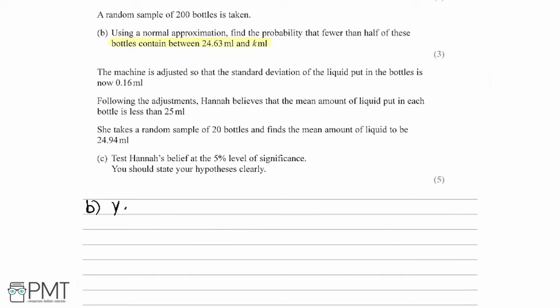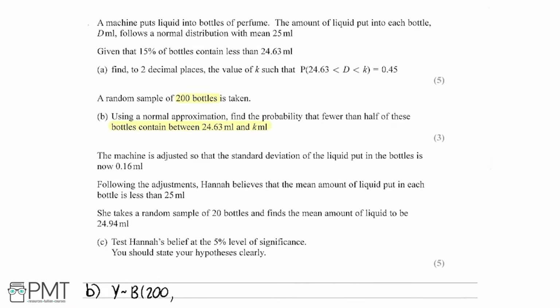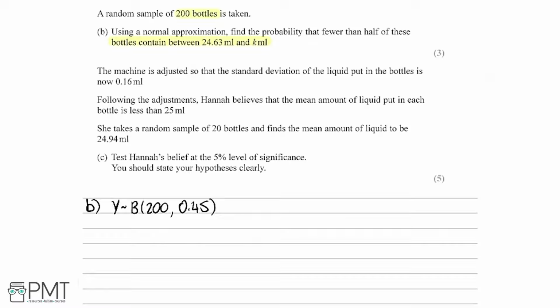So we can think of this as a binomial distribution. Right, so if we say Y, so that's distributed binomially, with n being 200, because there's a sample of 200 bottles, and p, so the probability. If we look back up at part A, we see that the probability of it being between 24.63 and K is 0.45. So we're going to have 0.45 here. Now, with regards to a binomial distribution, we know that the mean is n multiplied by p, and the variance is n multiplied by p multiplied by 1 minus p. So doing that, the mean is going to be 200 multiplied by 0.45, which is 90, and the variance is going to be 90 multiplied by 1 minus p, so 49.5.